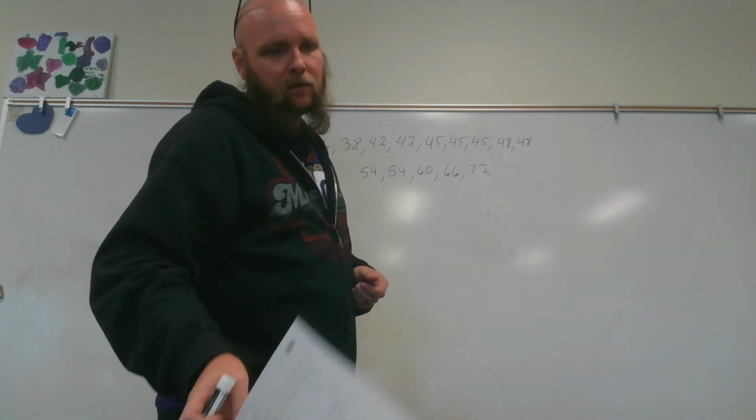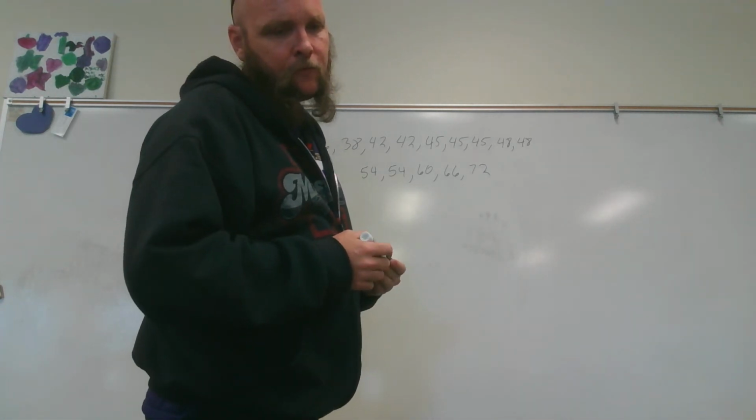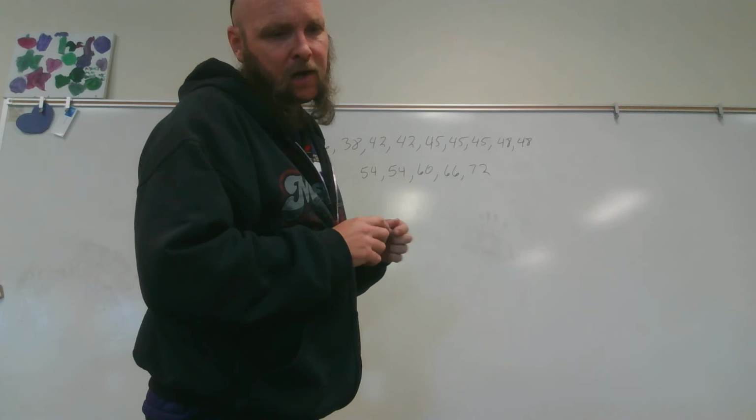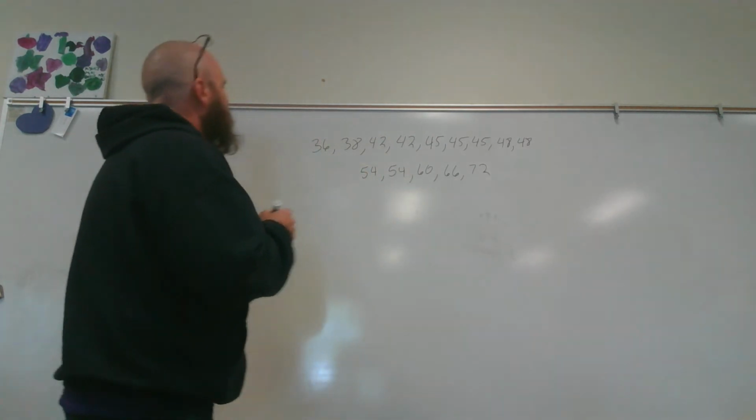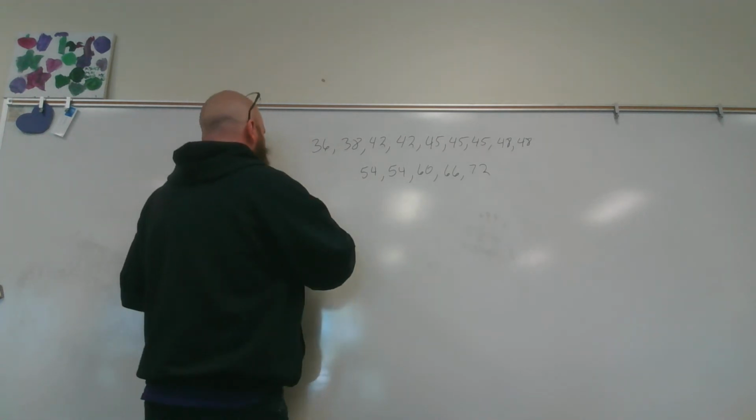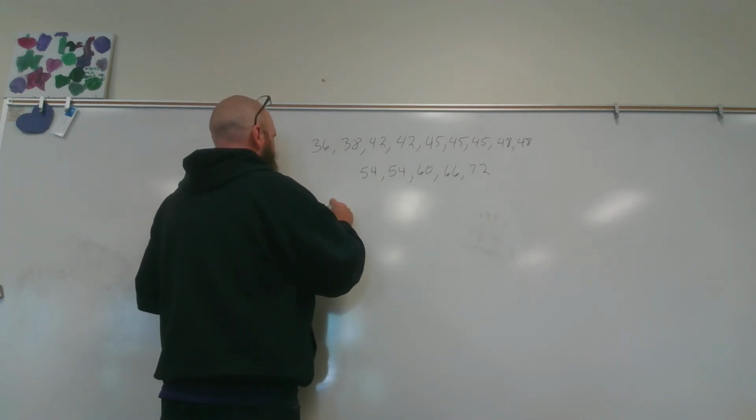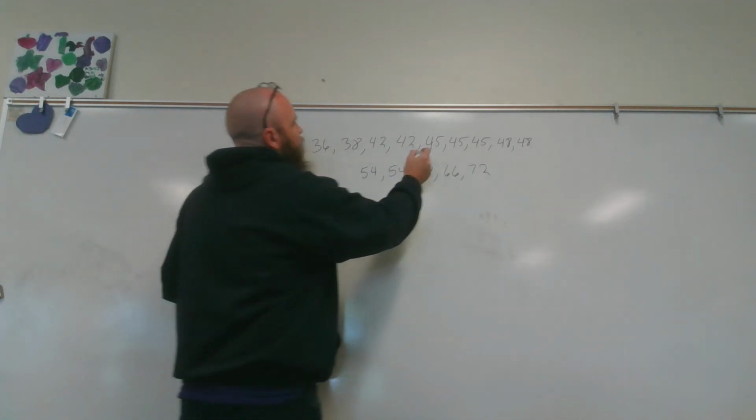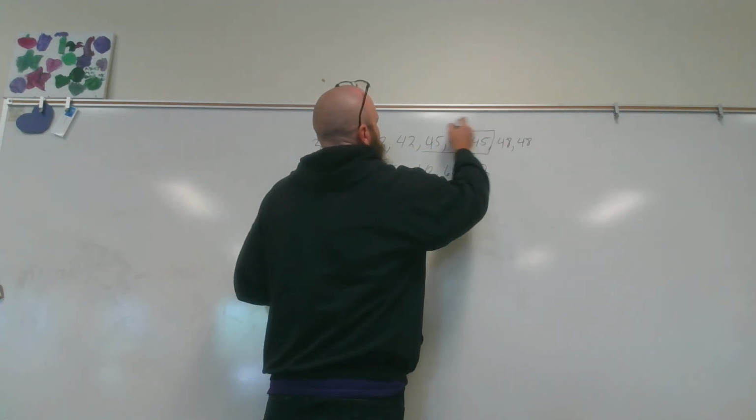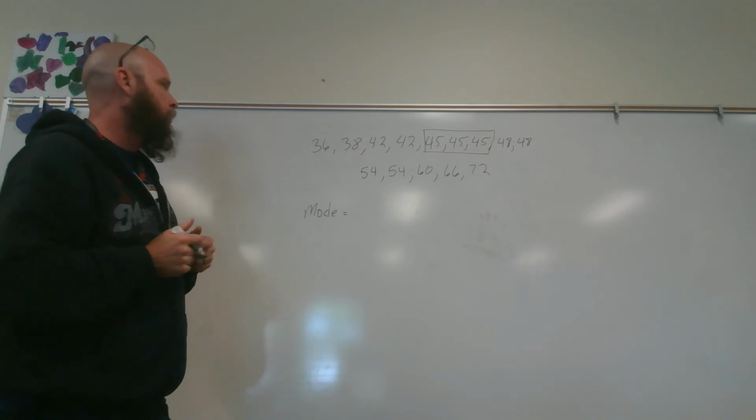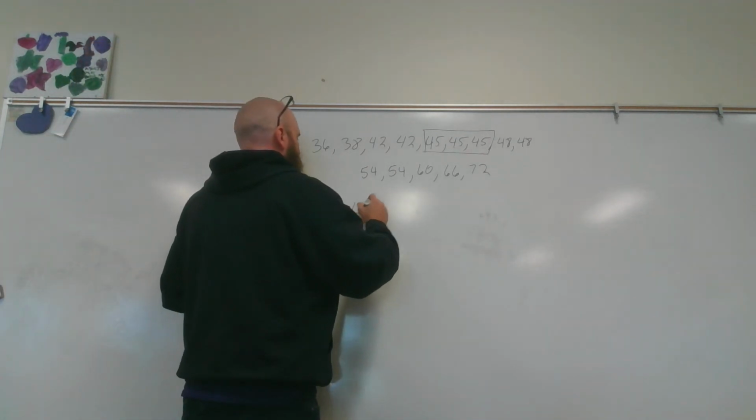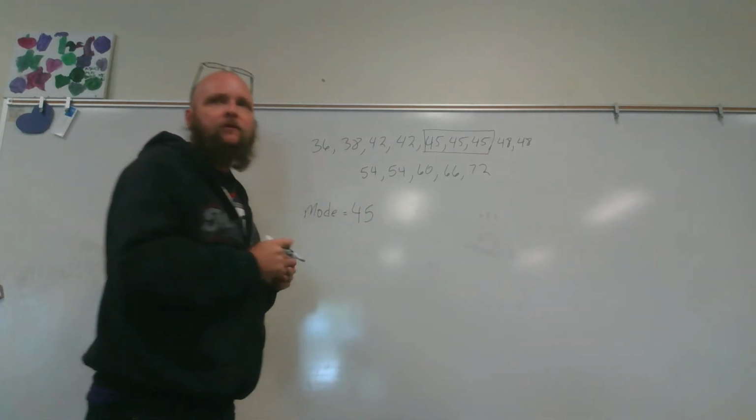The median and the mode is what it asks for 5 through 7. We're only doing 5 right now. Well, like I said, mode's always easiest. And I look through here, 45 shows up 3 times. So 45 is the only one that shows up 3 times. So my mode equals 45.